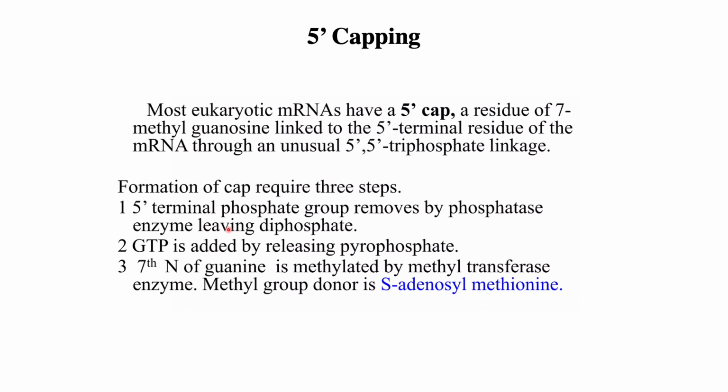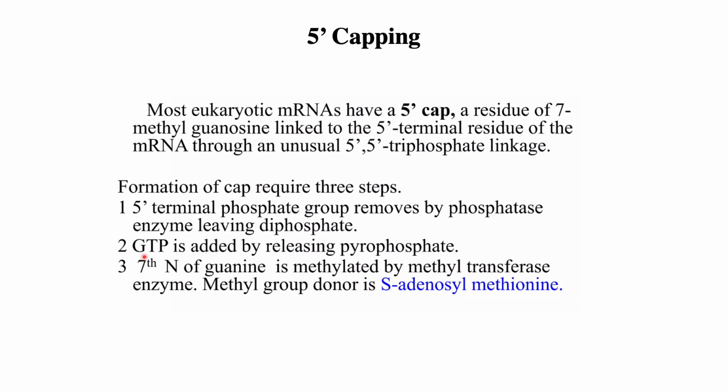The formation of this cap requires 3 steps. The first one is where the 5' terminal phosphate group is removed by a phosphatase enzyme, leaving a diphosphate. We know that in a nucleotide, one end is a phosphate group and the other end is the hydroxyl group. In the 5' end we have the phosphate group, and in the 3' end we have the hydroxyl group. So in capping, the phosphate group in the 5' terminal is cleaved off by a phosphatase enzyme.